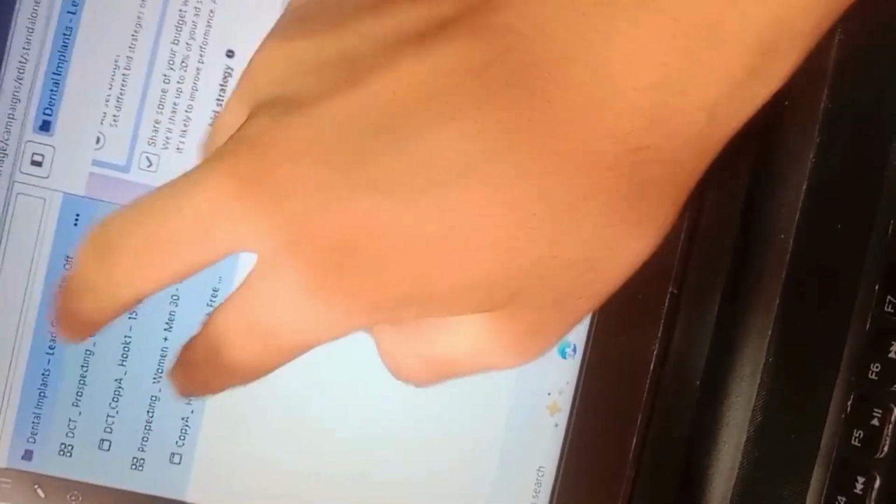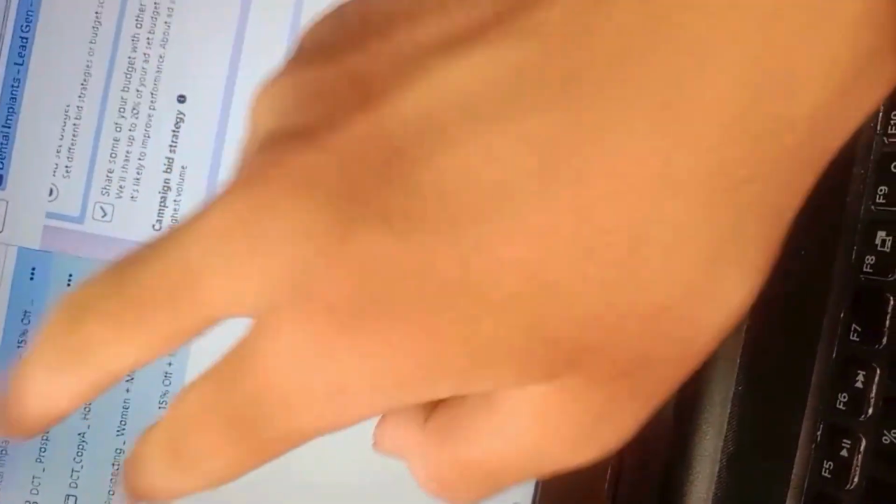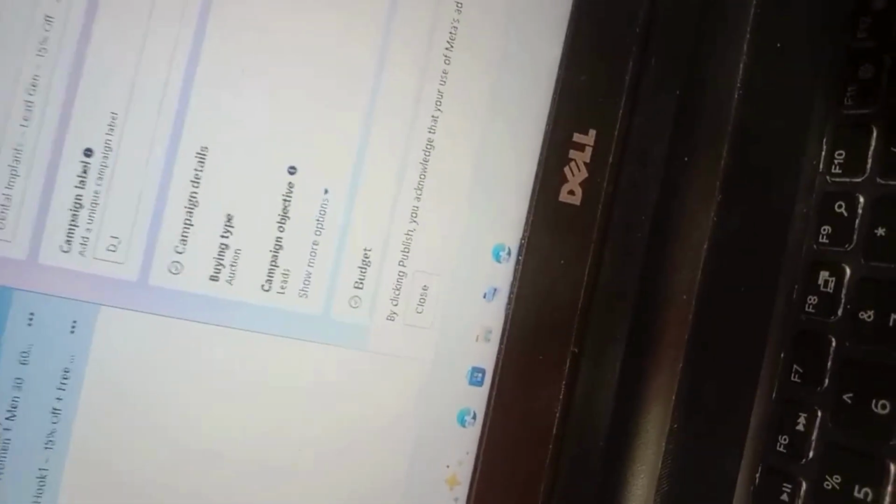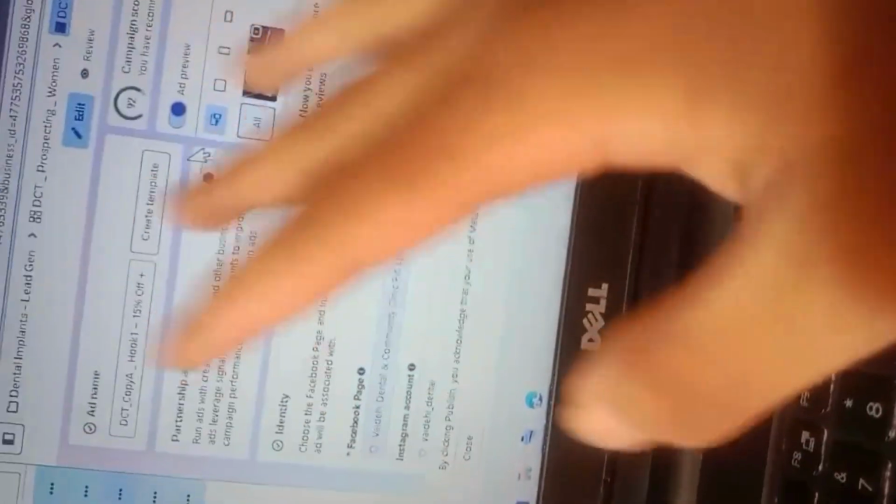These are two of the same ad set, we just use them differently. We have used $1.5 for this new campaign for testing for some days, and we will scale it gradually. If I talk about our creatives, we have used videos, we have used a hook, and we have used DCT, which is dynamic creative testing.